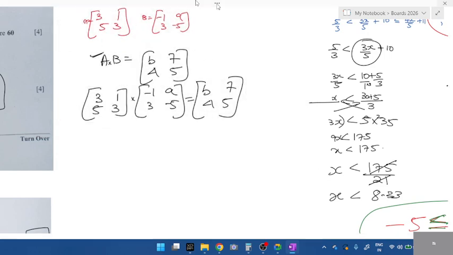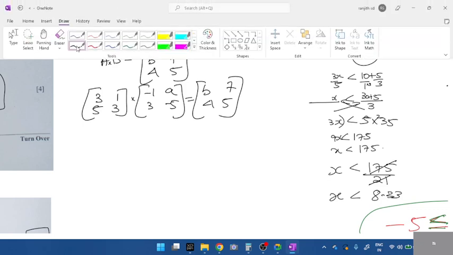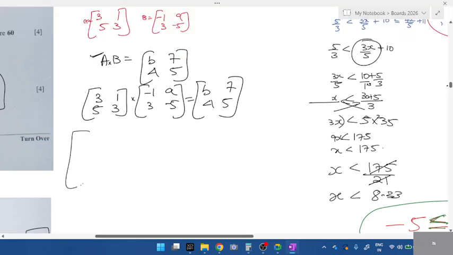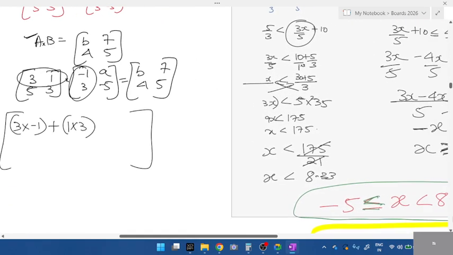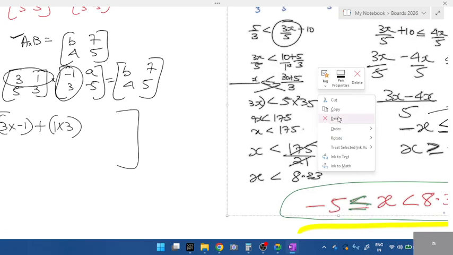Use the same concept. What should I take on the left hand side? First row, first column. All of you will tell me first row, first column, students. What is the first row? 3 into positive 1 or negative 1? Like this. Plus 1 into 3. Yes. Try the next one. If it is minus, write it in brackets. After that, I'll discuss.